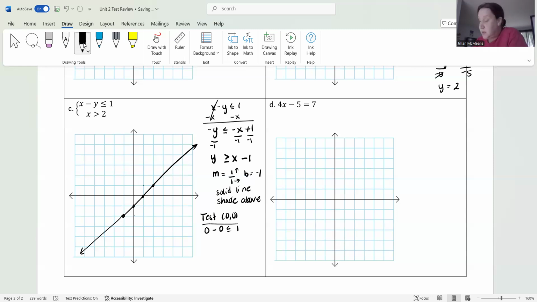Well, 0 minus 0 is just 0, and 0 is less than or equal to 1. So that tells me I'm definitely going to shade above the line. So I'm just going to put a couple of little gentle marks there to remind me that I'm shading above the 1. We'll fill in the official shading in just a minute.